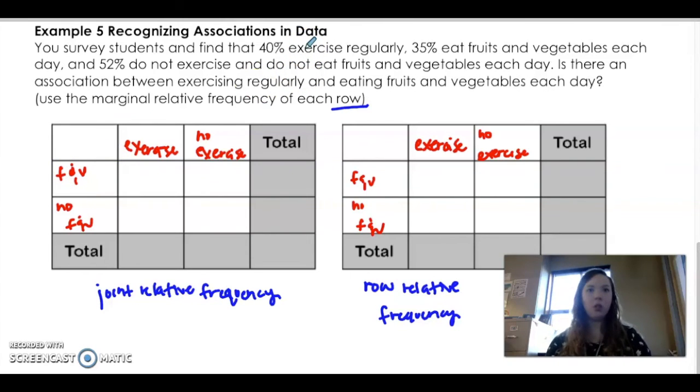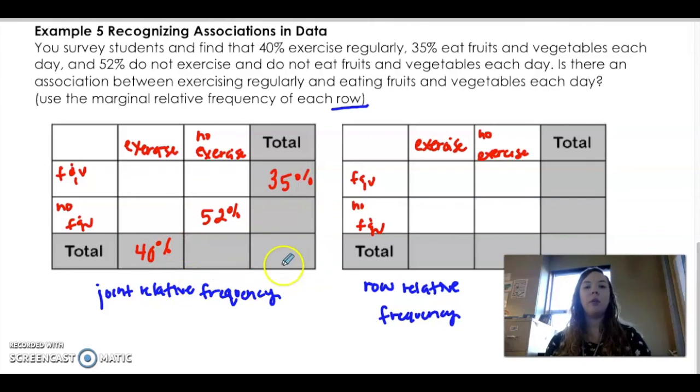Okay, so you survey students and find that 40% exercise regularly, so that's our total for exercise here. 35% eat fruits and vegetables each day. And 52% do not do either. So for no exercise and no fruits and vegetables, we have 52 here. Is there an association between exercising regularly and eating fruits and vegetables each day? We're using the marginal relative frequency of each row.